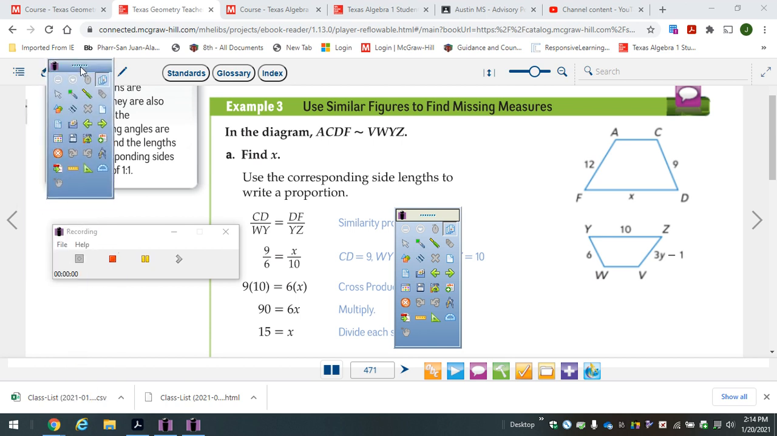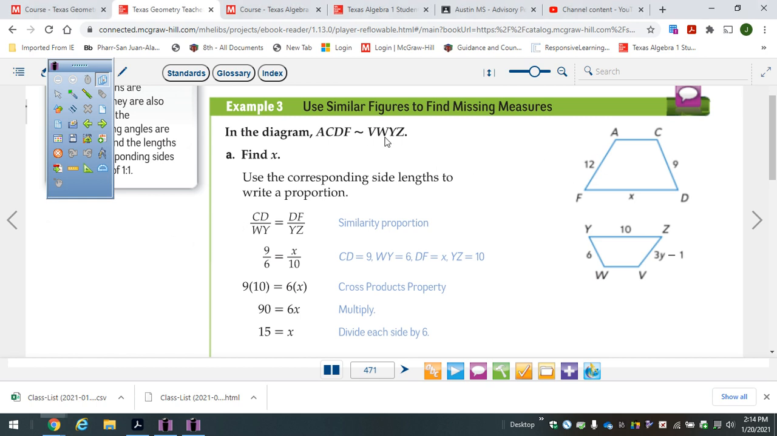Okay, when it comes to this one, guys, the continuation of 7-2, geometry. So when it comes to this part right here, we're going to use the proportions idea, the similarity statement and proportions to go out and figure out missing sides, okay? So in the diagram, we're going to go ACDF is similar to VWYZ, okay?